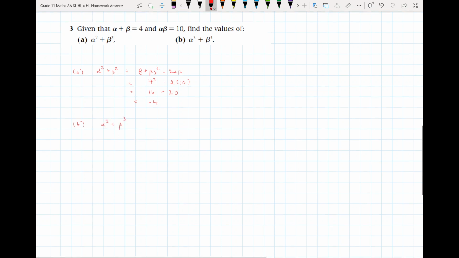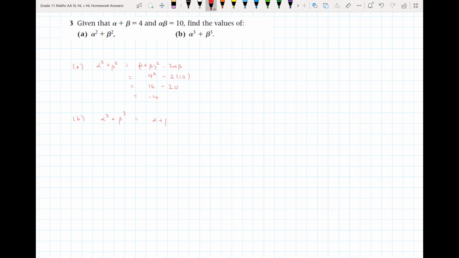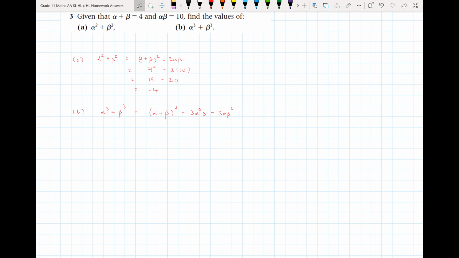Now B, you will have to do alpha plus beta all cubed first, but there will be some terms that are left over, namely 3 alpha squared beta and another 3 alpha beta squared. This comes from the cubic expansion. So we can actually factor out negative 3 alpha beta from the last two terms. And now we can substitute.